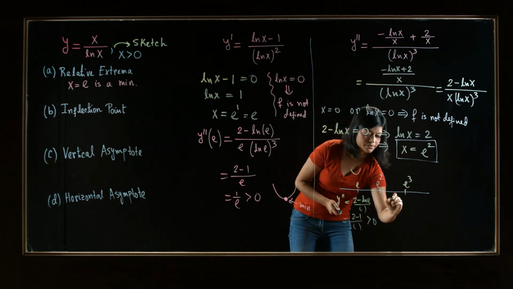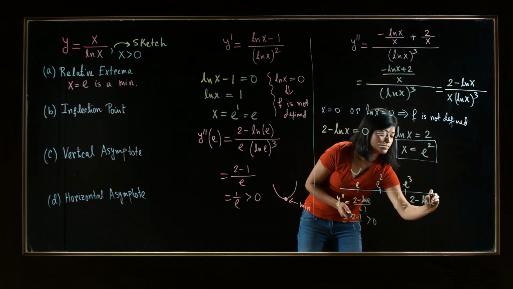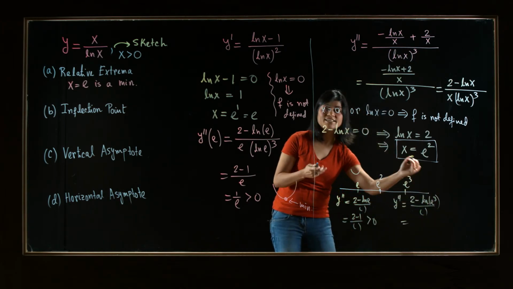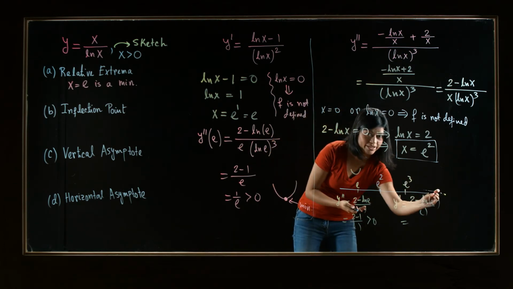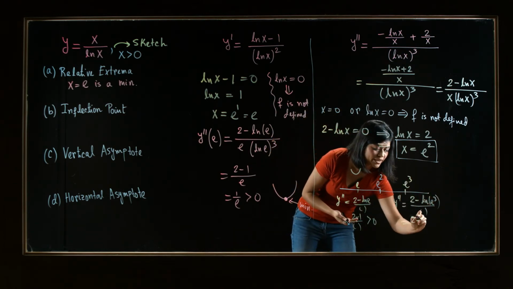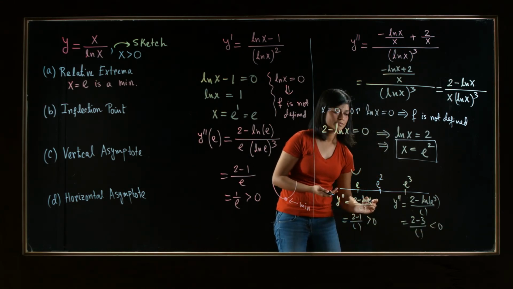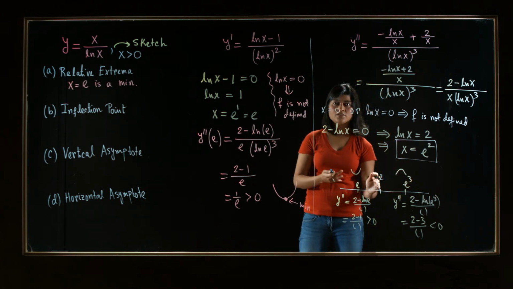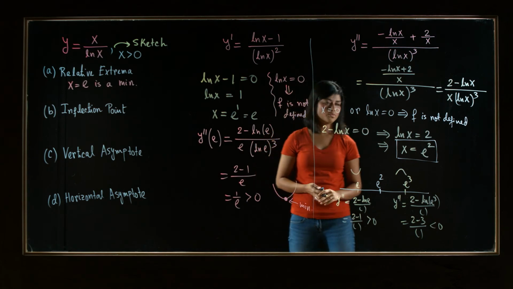The right side, for e cube, this is 2 minus natural log of e cube over something, that's always positive. But natural log of e cube, using the property of natural log, is just 3, right? You bring down the 3. So this is 2 minus 3 over something, and that is negative. So on this side, it is concave down. Concavity changing, therefore e square is an inflection point.